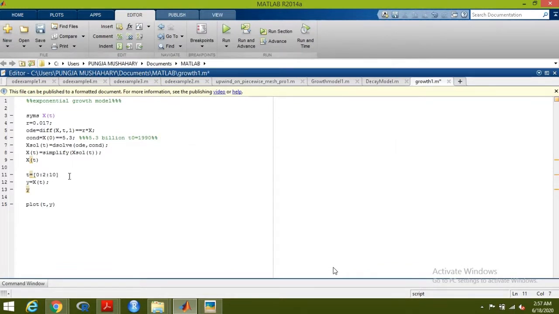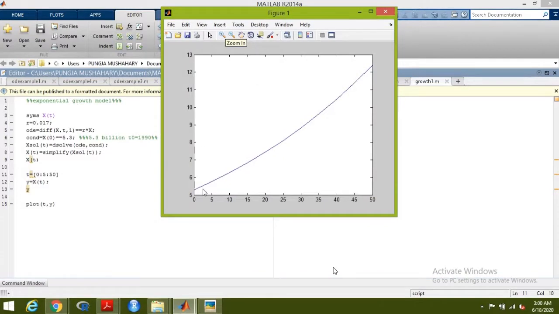Suppose we are increasing with 5, that means 1990, 1995, 2000, and so on. So let us increase it up to 50. Let's see how the graph comes. Okay, you see the difference is 5, 10, 15, 20. It keeps on increasing starting from 0 here. Always remember that here 0 is 1990. So you can also change it now.